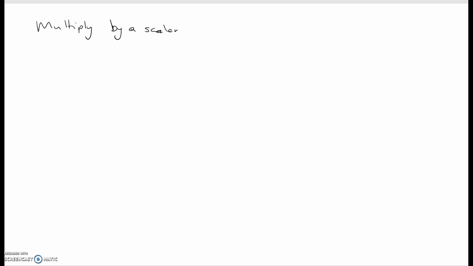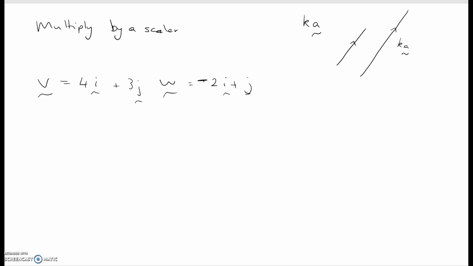In this format as well. Remember before we talked about ka, and it was a k times longer or shorter. So let's have a look at an example. If we've got v equals 4i plus 3j and w equals -2i plus j, then we can find 2v is simply 2 times 4i plus 3j, which is 8i plus 6j.